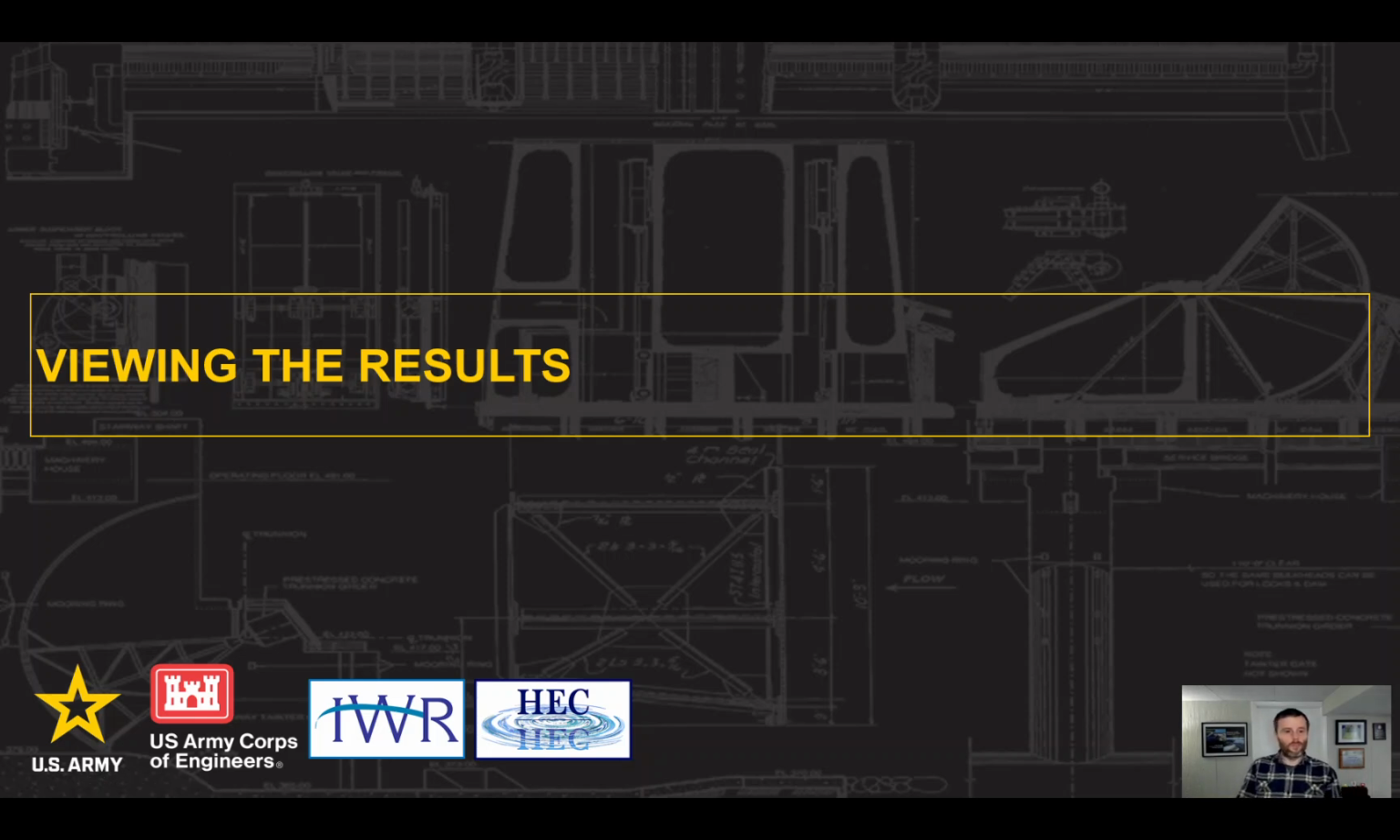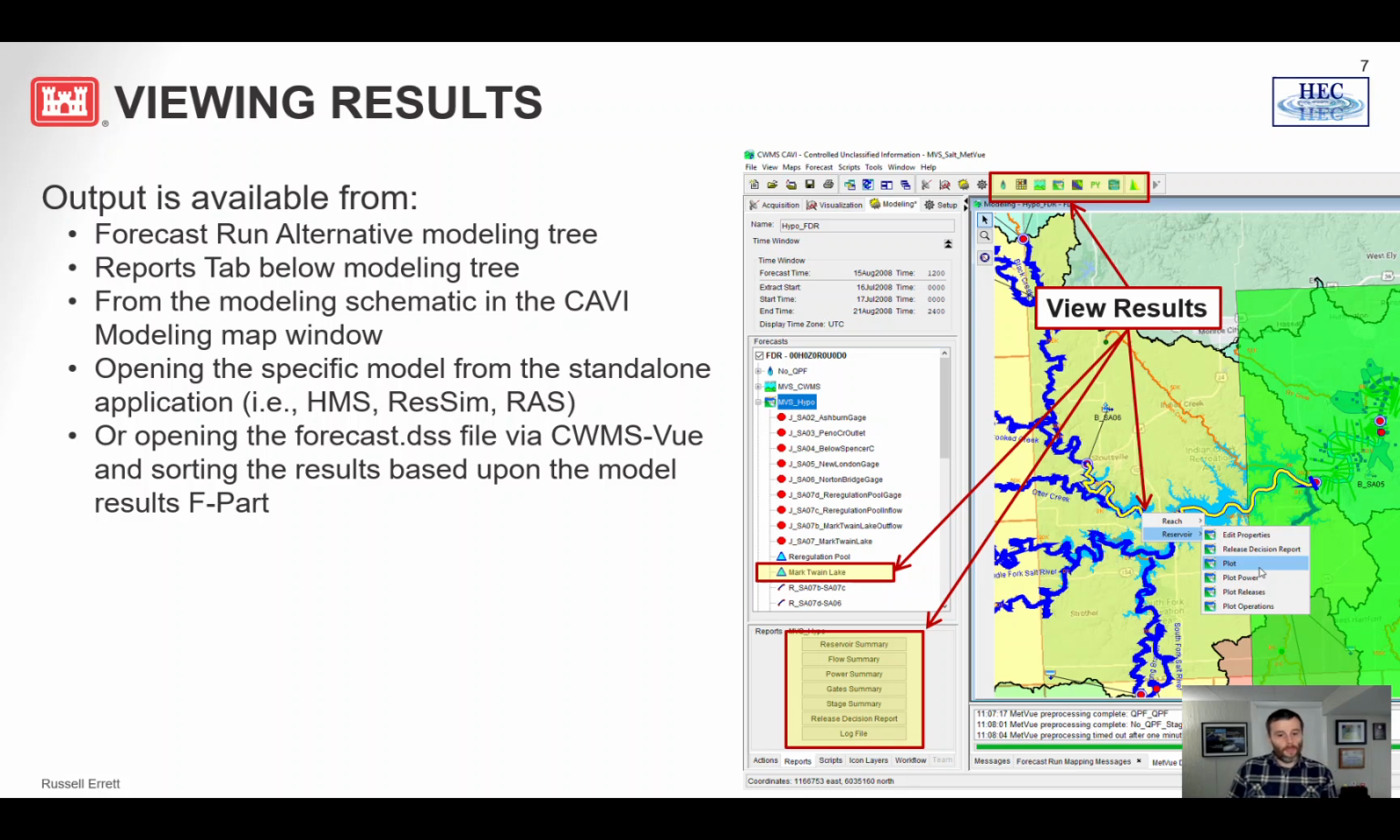So viewing results, there's, again, multiple different ways of viewing results. The forecast alternative modeling tree, you can expand the model itself. So for example, in here we are looking at ResSim. When we expand it, you can see all of the junctions that are in there. Here is the reservoir elements, and then there's routing reaches. So if I wanted to look at, say, Mark Twain Lake, I could right click on that and it would pull up a plot of, or an editor for the results in here. So if we right click on this, we can view the results that way.